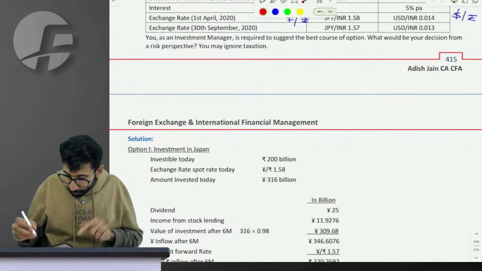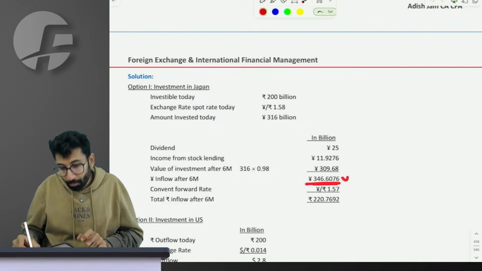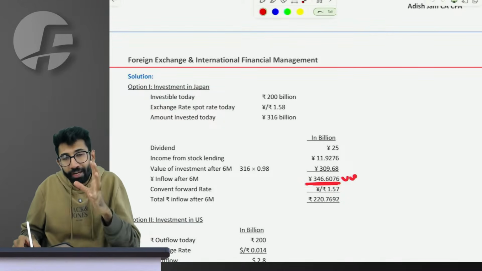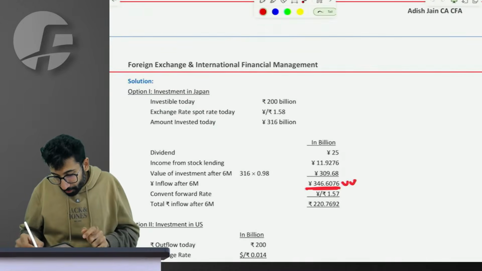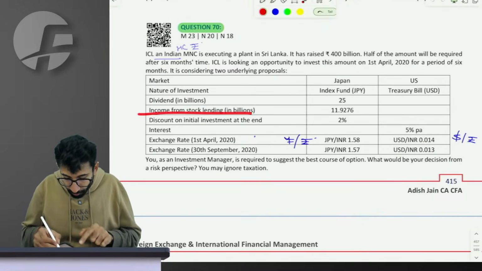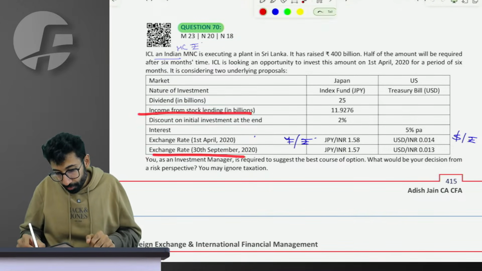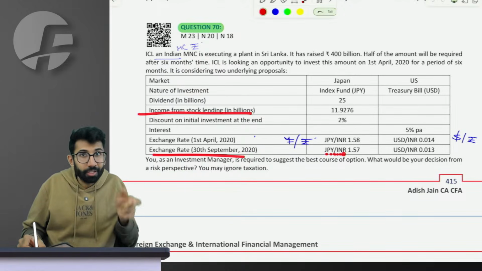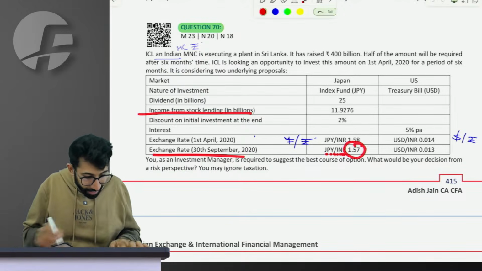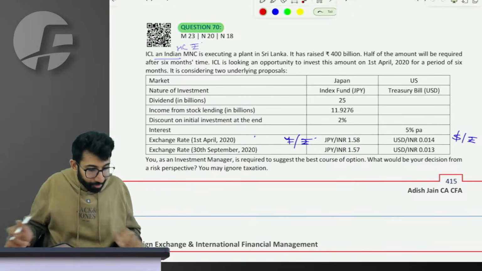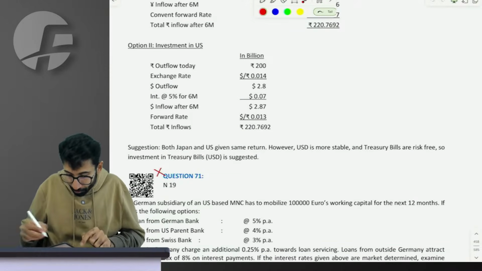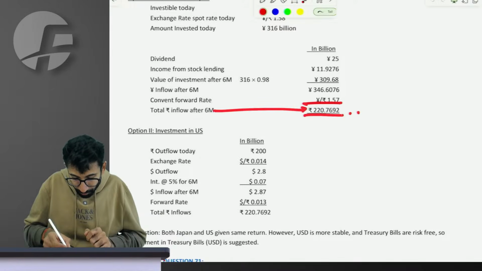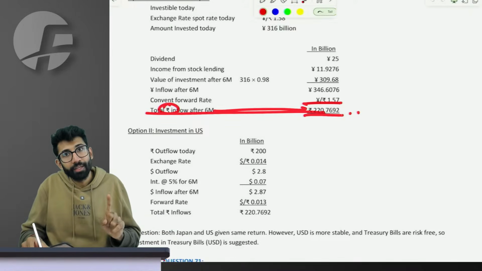So 346.6076 is the closing amount of yen, the value of the portfolio, right? The value of my investment. Sir, that closing amount after 6 months on 30th September, when converted back to rupee, how much does it turn out to be? I have the amount in yen, and the rate of rupee has been given. I'll have to divide it by 1.57 to get 220.7692 on a rounded-off basis as the inflow after 6 months in rupee terms. Fine, cool.